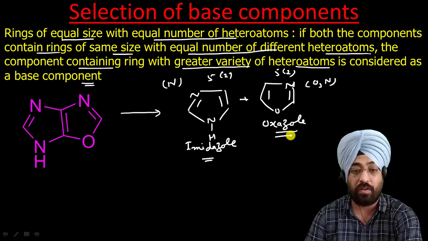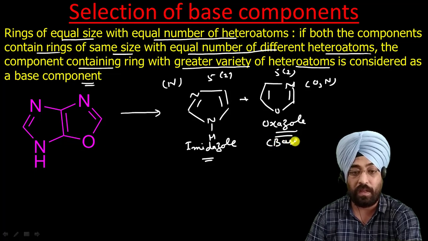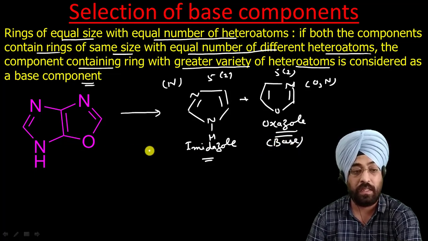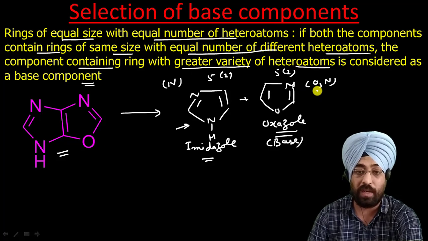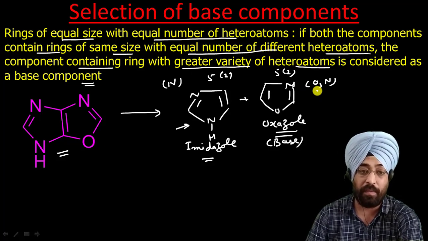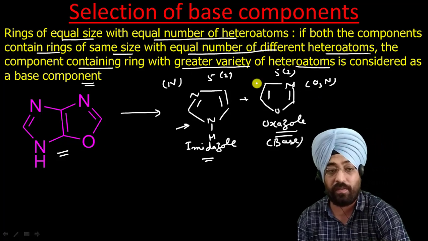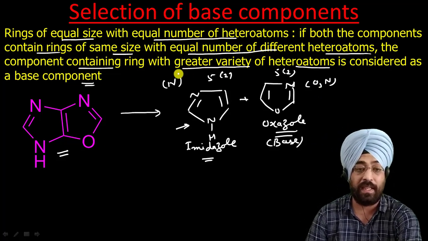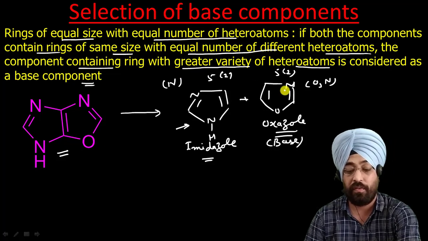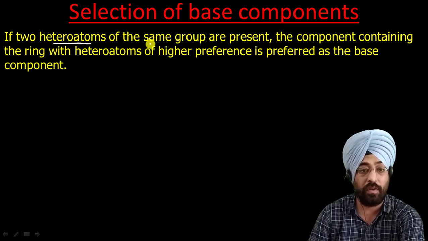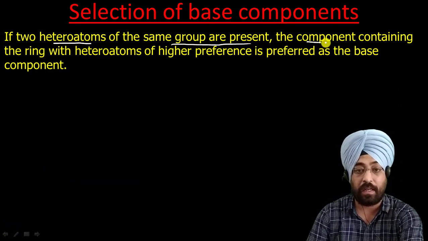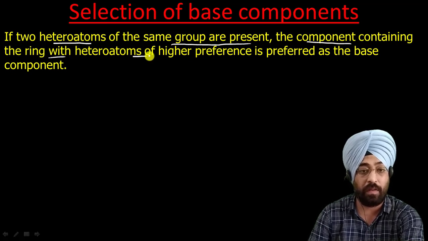Now this oxazole is the base component in this fused heterocycle and this imidazole is the attached component. Why? Because this contains two types of heteroatoms, oxygen and nitrogen, while the other contains only one type, nitrogen. So we have to choose that ring as the base component which has a greater variety of heteroatoms. Now the next rule says that if two heteroatoms of the same group are present, the component containing the ring with the heteroatom of higher preference is preferred as the base component.